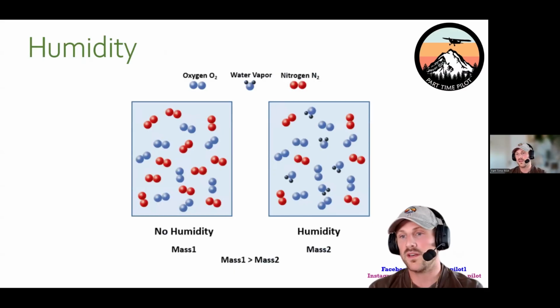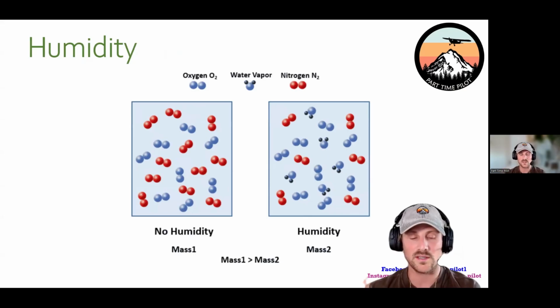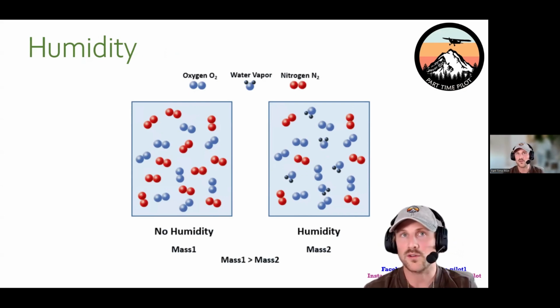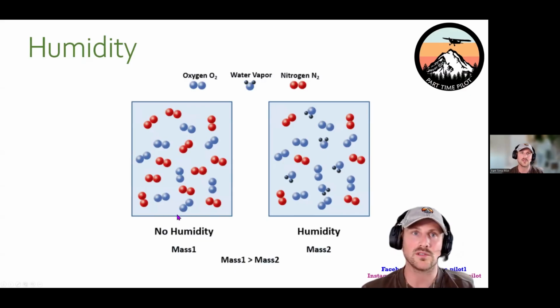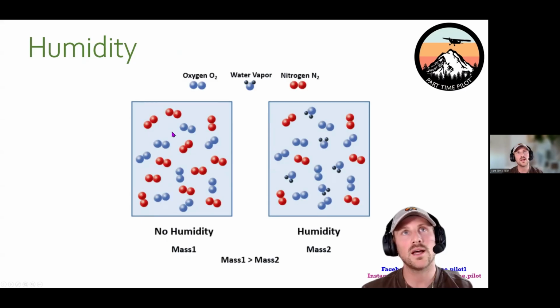An increased humidity causes a decrease in density. So increase in temperature, decrease density. Increase in humidity, decrease density. Decrease is bad for performance, so just remember that. Air is mostly filled with nitrogen, N2, and oxygen, O2, molecules. So over here, no humidity, we have mass of air 1. We've got oxygen, O2, and we've got N2. So we've got these little molecules floating around in this mass of air with no humidity.